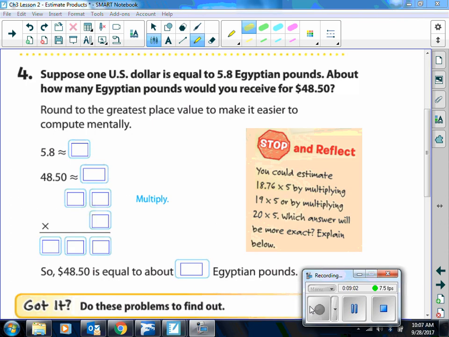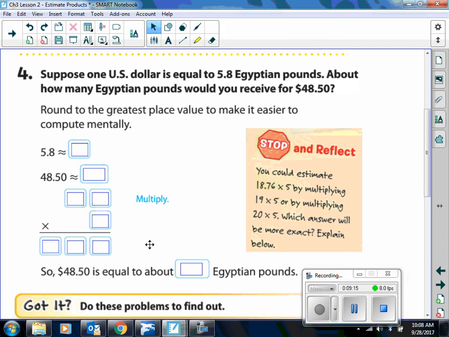Example 4 says, suppose $1 US is equal to 5.8 Egyptian pounds. About how many Egyptian pounds would you receive for $48.50? So we're estimating here again. So let's see here. The 5.8 rounds to about 6. Very good. The greatest place value here is the 4, right? So we are rounding $48.50 to about 50.